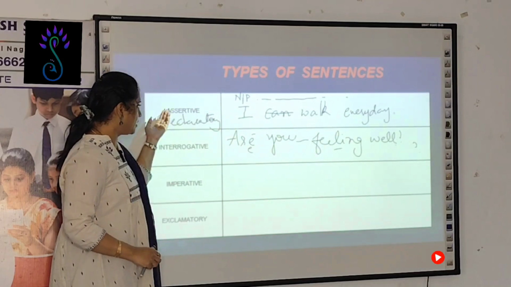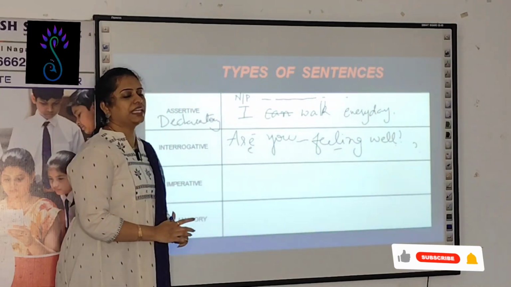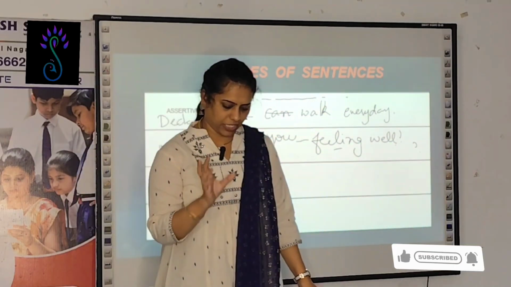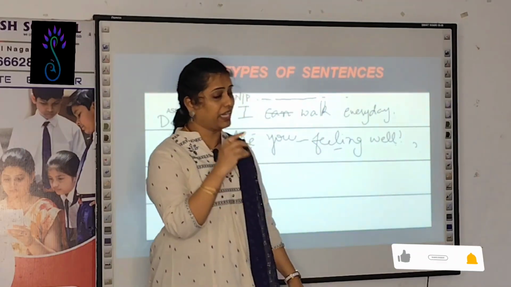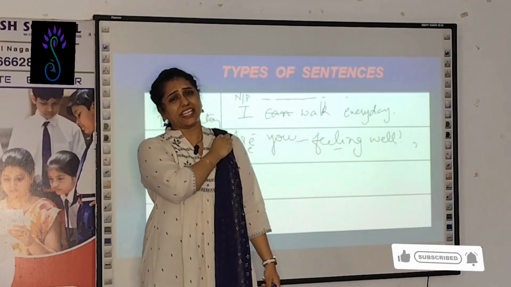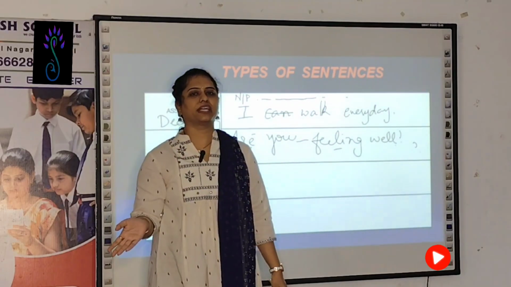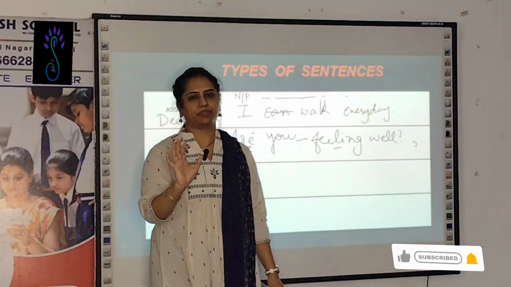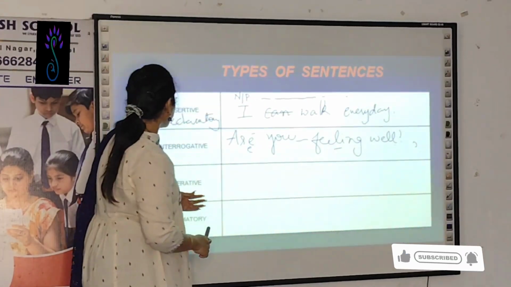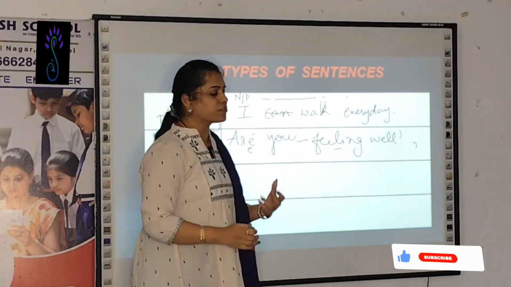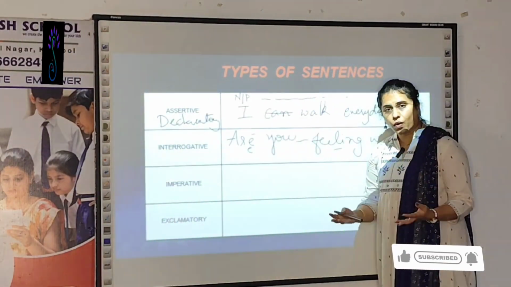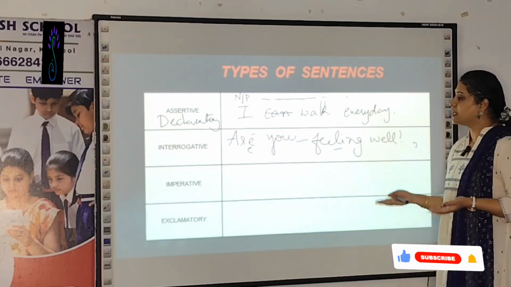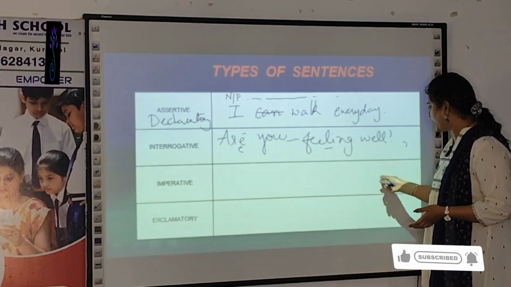Okay beta, declarative and interrogative. If you can frame interrogative sentences, your English is good. Remember, try to convert any simple sentence into an interrogative. This is a simple trick. Your English is good. Then imperative. Imperatives are like commands, requests, advices, suggestions. These end with a full stop.